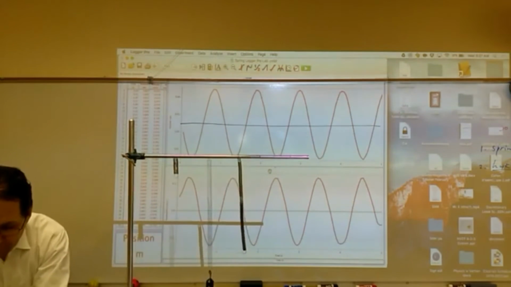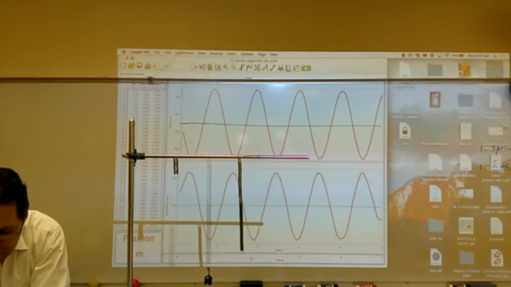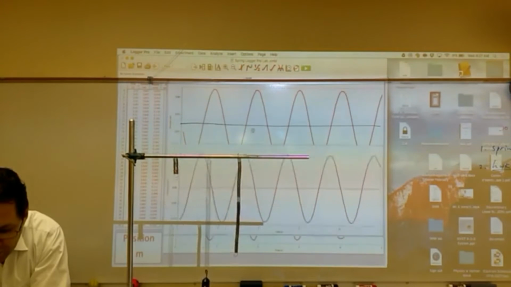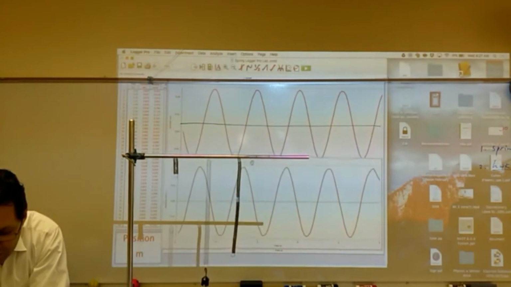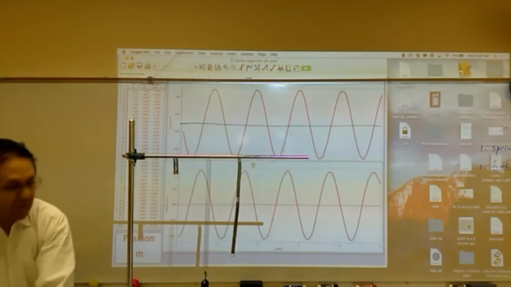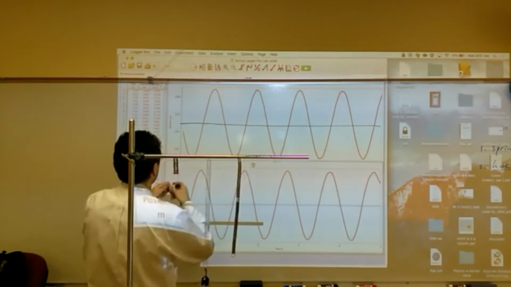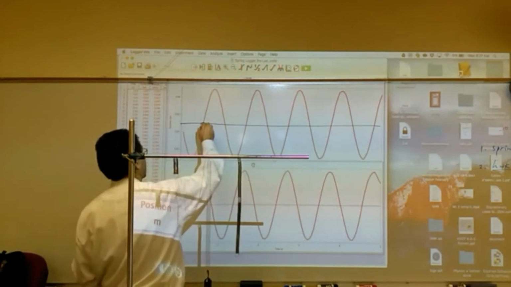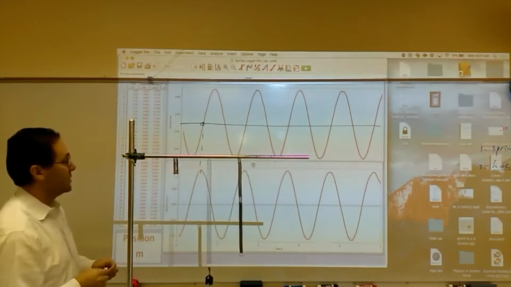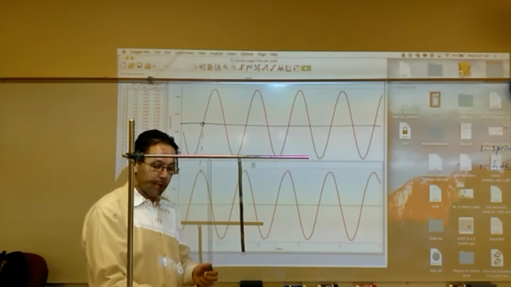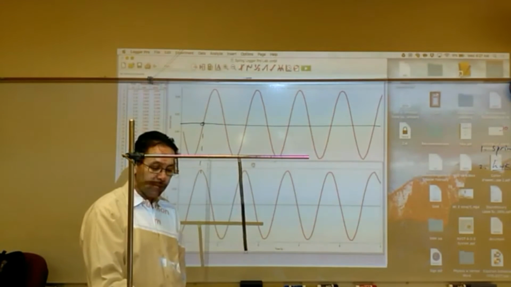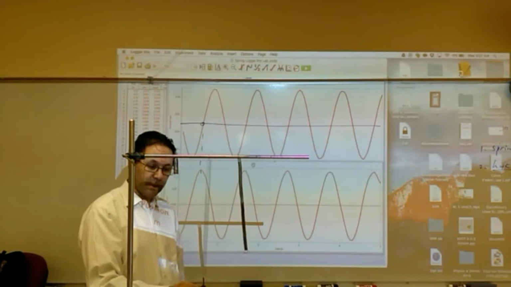So let's look at what the velocity time graph looks like, and let's compare that with the position time graph. You see that when the position is at zero, meaning when we reach equilibrium, the velocity is maximum. And that should make some sense because when you stretch it, you have all elastic potential energy. When you let go, you're losing some of that elastic potential energy, and it's becoming kinetic energy.